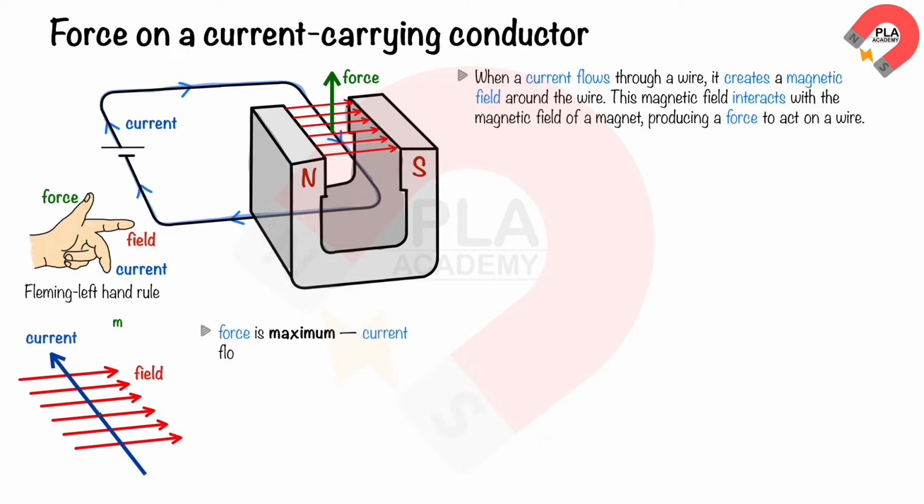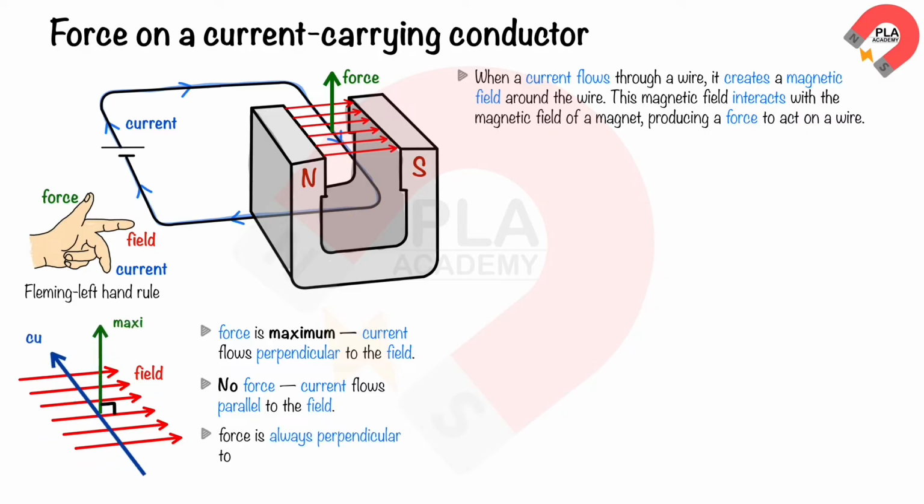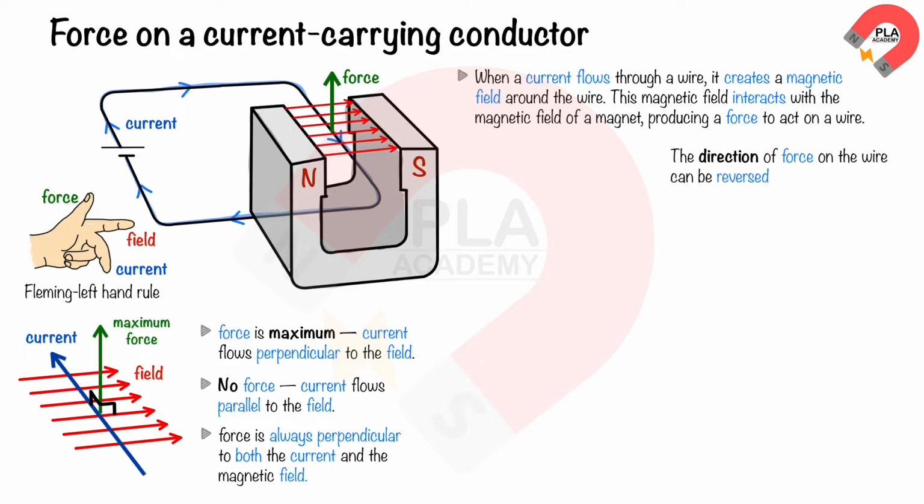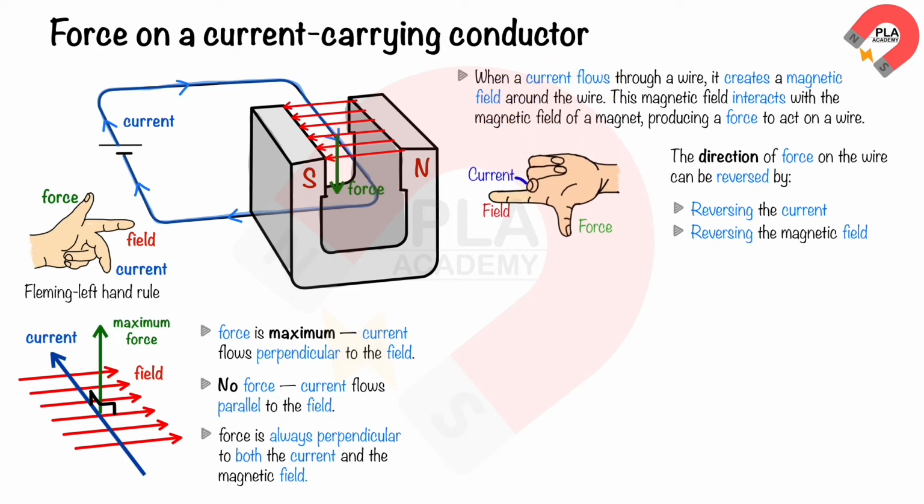The force is maximum when the current flows perpendicular to the magnetic field. The force on a wire decreases when the current flows at an angle to the magnetic field. And there is no force on a wire when the current flows parallel to the magnetic field. The magnetic force is always perpendicular to both the current and the magnetic field. The direction of force on the wire can be reversed by reversing the current or reversing the magnetic field.